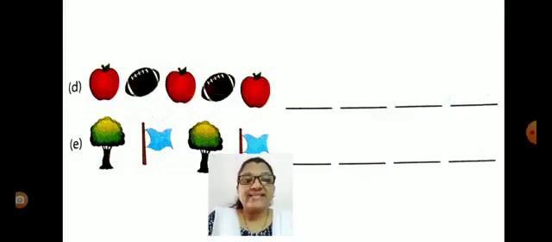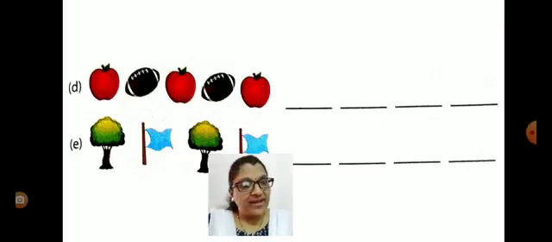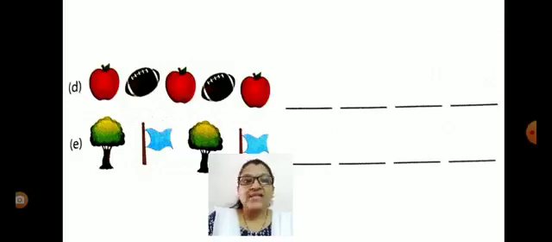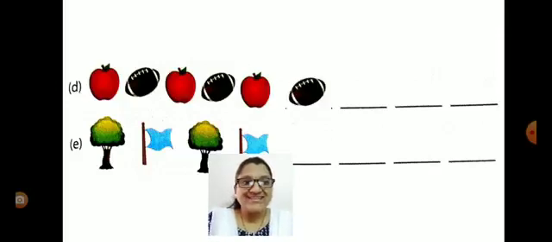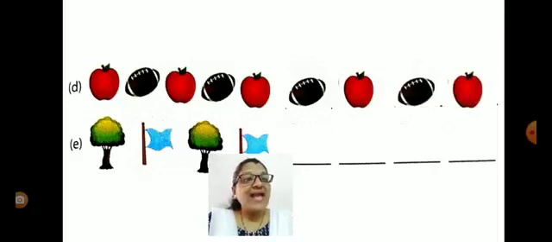What do we see in the example D? Yes, apple, ball, and apple. Again, here apple and ball is coming one after other. So what will come next? Yes, ball. Then apple, ball and apple again. So complete this by drawing these pictures in your textbook.